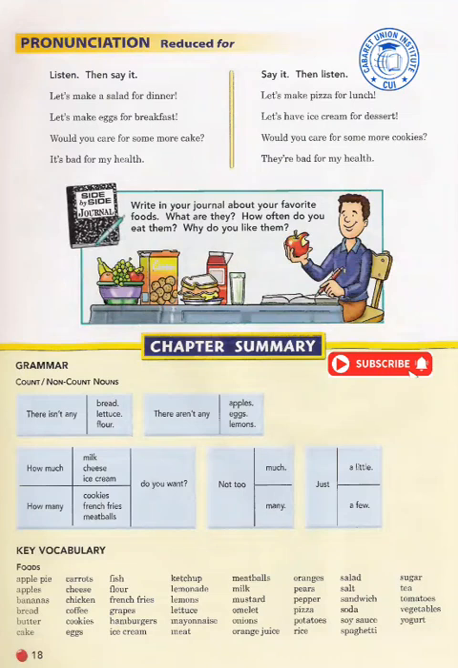Say it. Then listen. Let's make pizza for lunch. Let's have ice cream for dessert. Would you care for some more cookies? They're bad for my health. End of chapter 2.